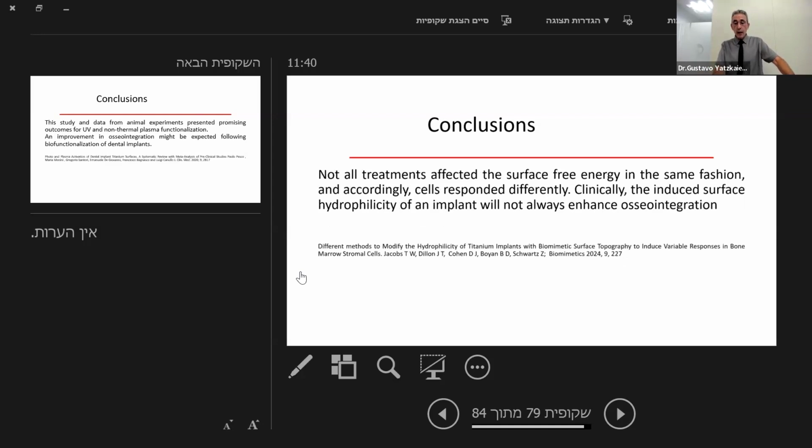We need to know that most of the devices change the surface from hydrophobic to hydrophilic, but not all the devices improve the osseointegration. This is very important to know. That is why the research of Professor Schwartz was very important, in order to see this improvement in the osseointegration.